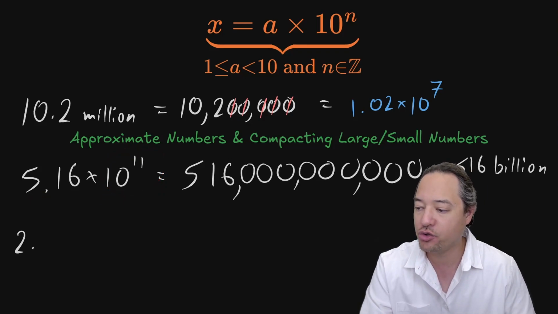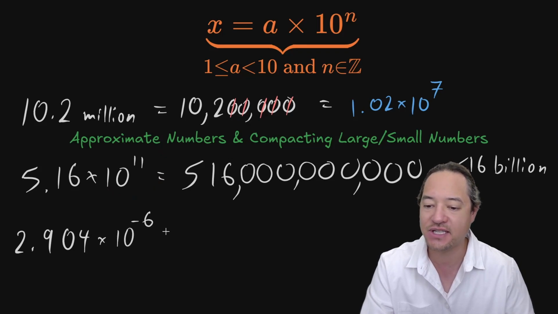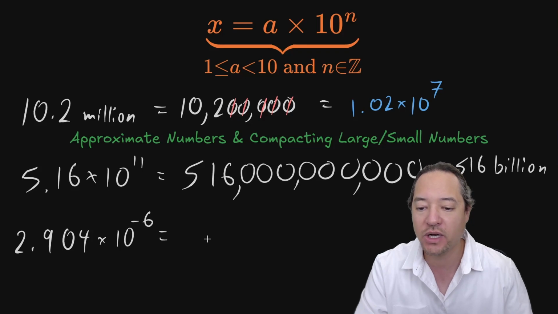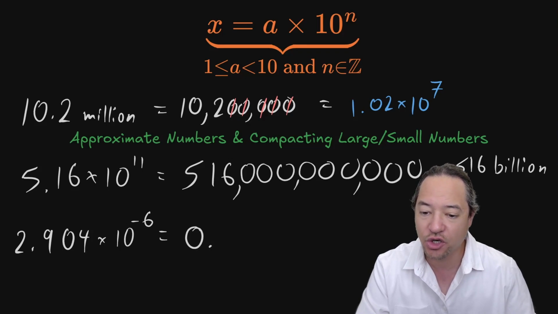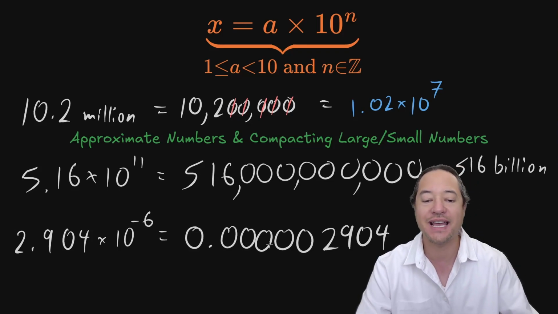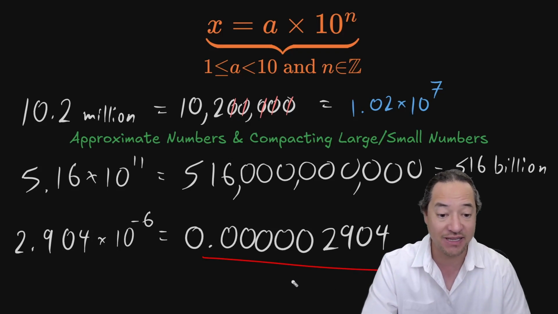How about 2.904 times 10 to the negative 6? Again, if I was to expand this out, what would I get? Well, I need 0.123456604. That's what I would get in the decimal representation. And this is hard to look at. It's hard to see actually how big this is.